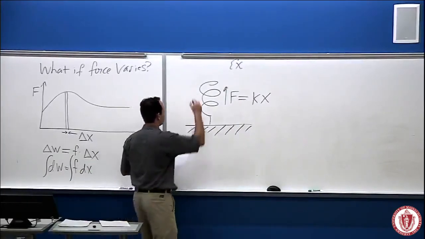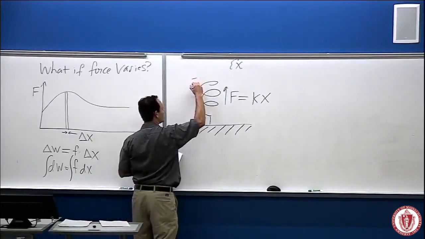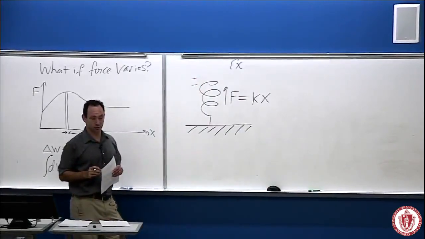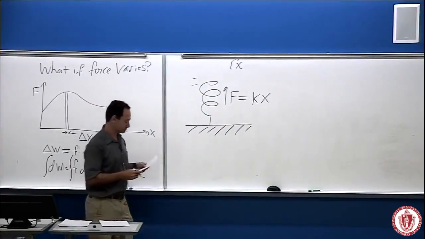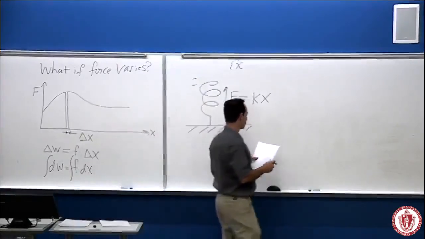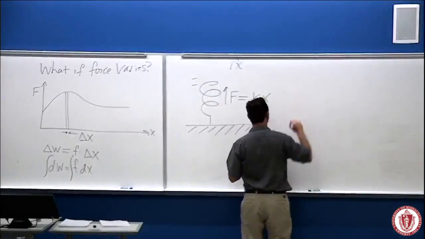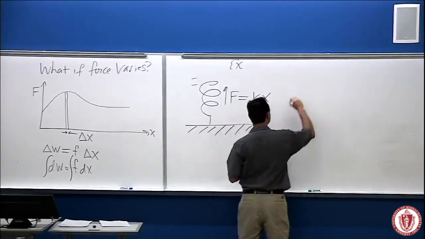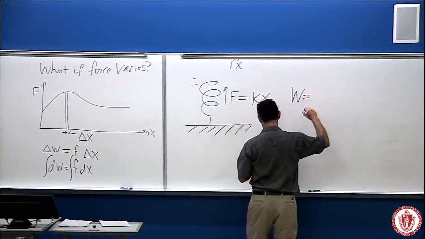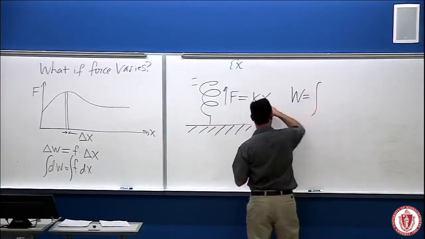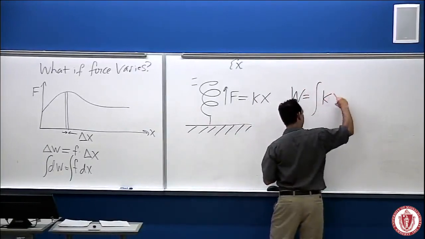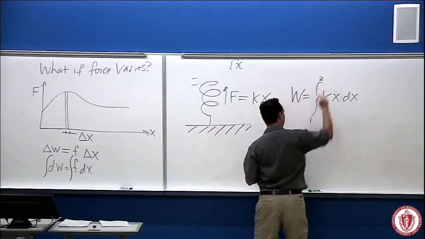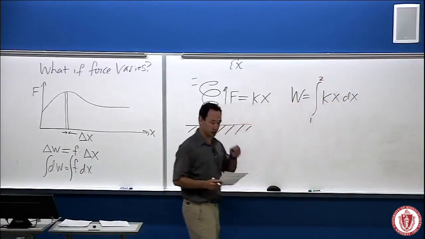X is actually its displacement from the equilibrium position where it exerts 0 force. So if I want to find out the work to compress this spring, it's going to equal the integral of kx times dx from, let's just call it two positions, position 1 to position 2.